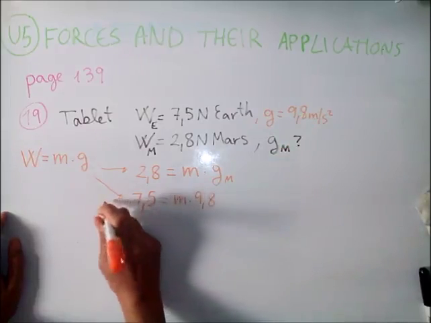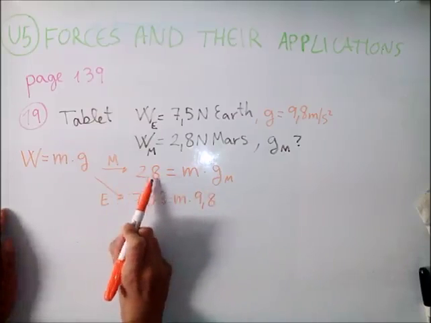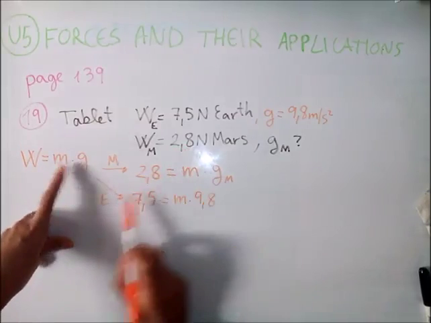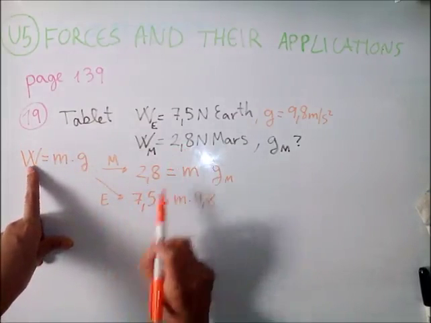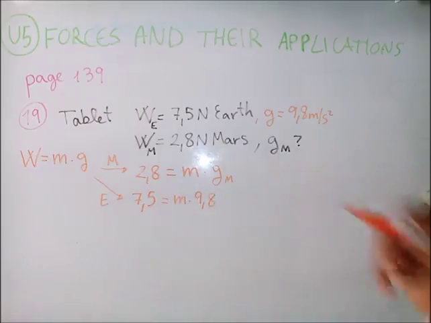Okay. This is Earth. And this is Mars. On Mars, I know the weight, 2.8. I do not know the mass. I do not know the gravity. On Earth, I know the weight, 7.5. I do not know the mass. I know the gravity, okay? So how can I do?